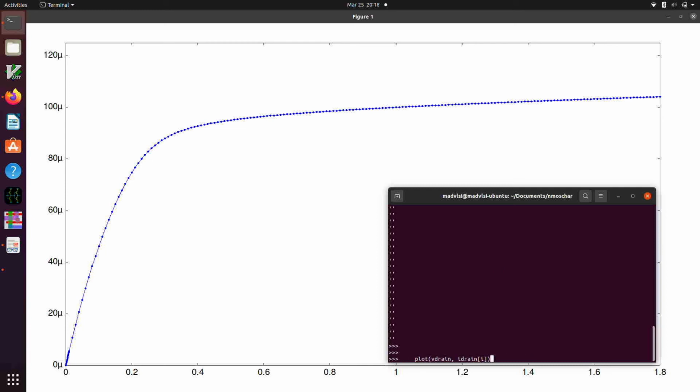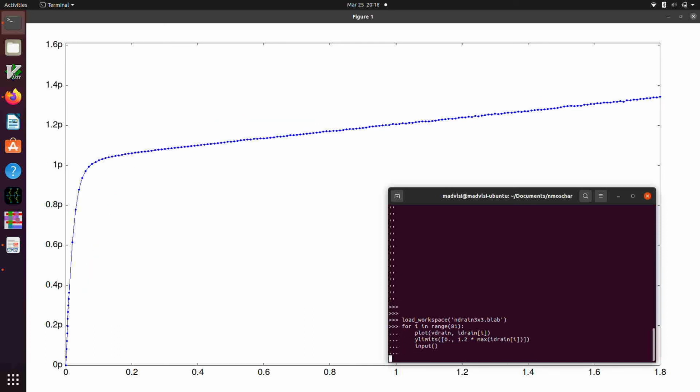So if, instead of doing the half micron one, I load in the 3x3, and we do the same thing. Here we are at a picoamp. It's still looking like a pretty large increase in the current. That's a fairly comparable increase to what we saw with the half micron long one.